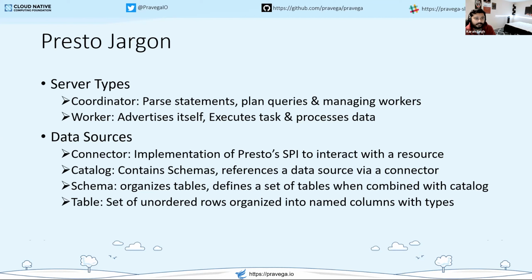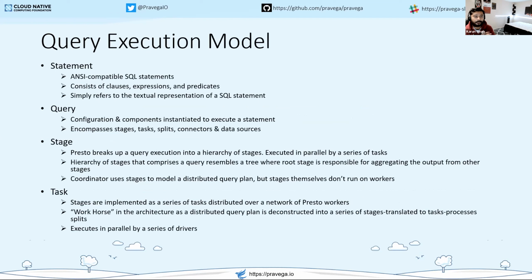And then we have the basic definition of table, which is same as any other table. It's a set of unordered rows organized into named columns with types. So these are the data sources definition in Presto. Now we'll move on to talk about the query execution model of Presto.